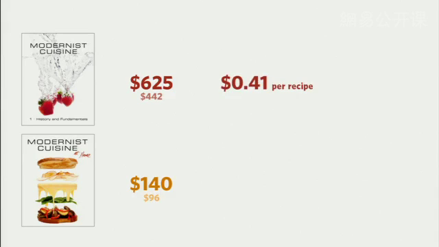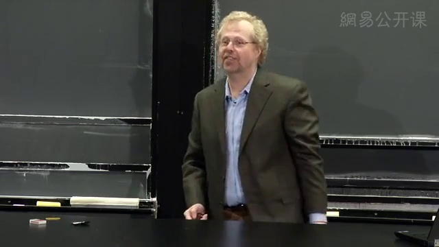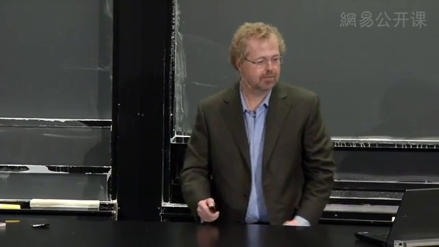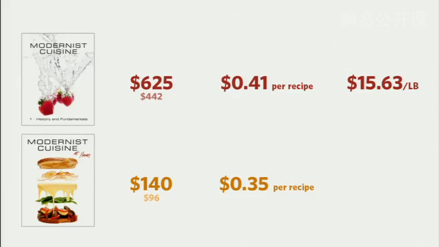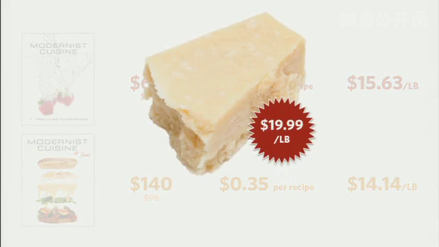Well, that was 41 cents per recipe, but what would you pay? Wait, don't answer. It's 35 cents per recipe. The first book is $15.63 per pound, the new one $14, but guess what? Parmesan cheese is $19 a pound. So if you like Parmesan cheese, you should like this book.